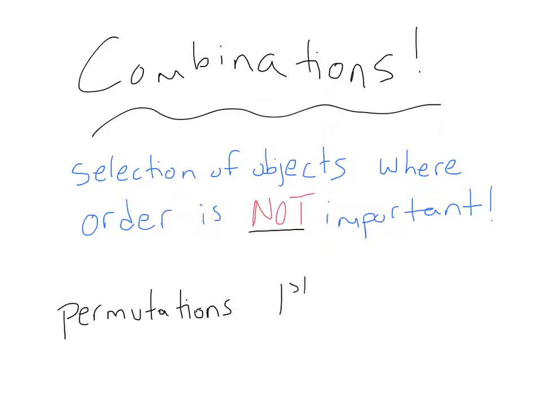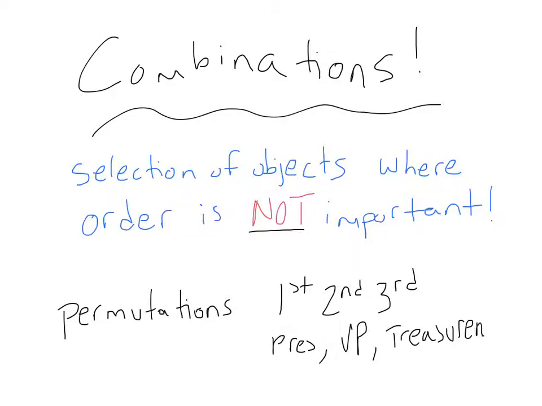That's like first, second, and third place we award, or a specific position like president, vice president, and treasurer, say. Where you have distinct positions and order matters, that's a permutation. Where you don't have any particular order, where order does not matter, that's any combination of events. So we're going to be talking about these combinations.